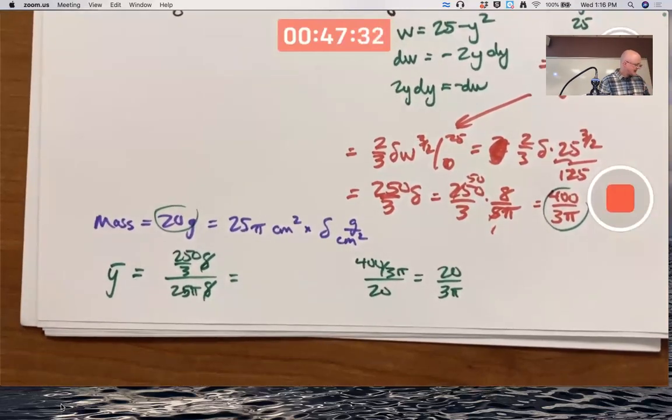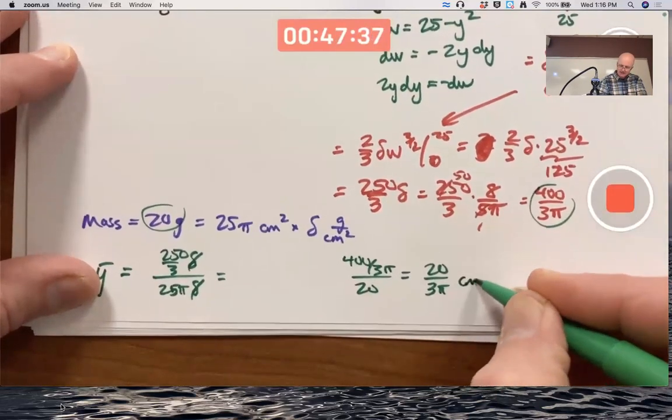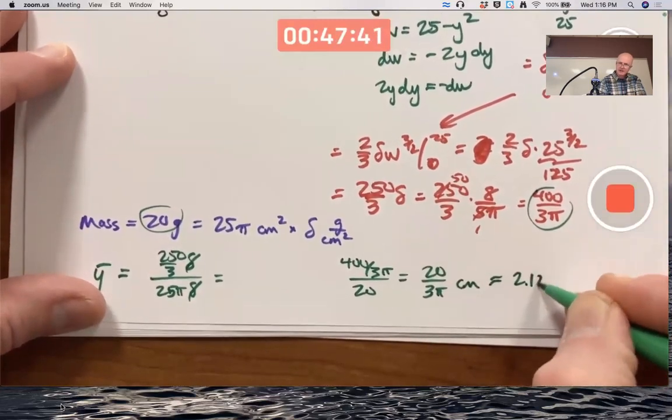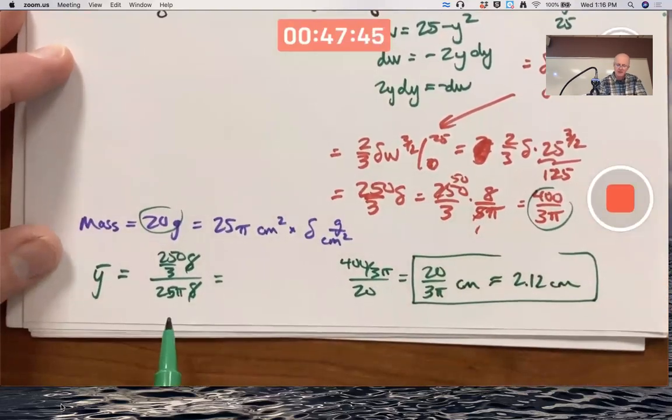In the previous class, I did get 20 over 3 pi as the final answer, centimeters, and that does simplify to, turns out, 2.12 centimeters. I'm pretty sure that is the correct answer. This must be incorrect somehow.